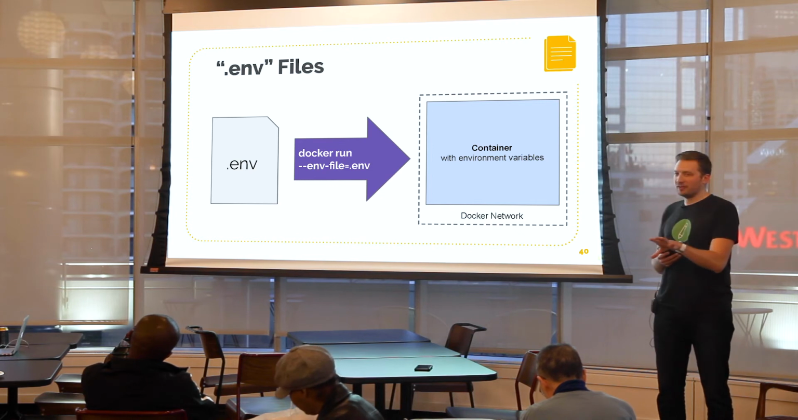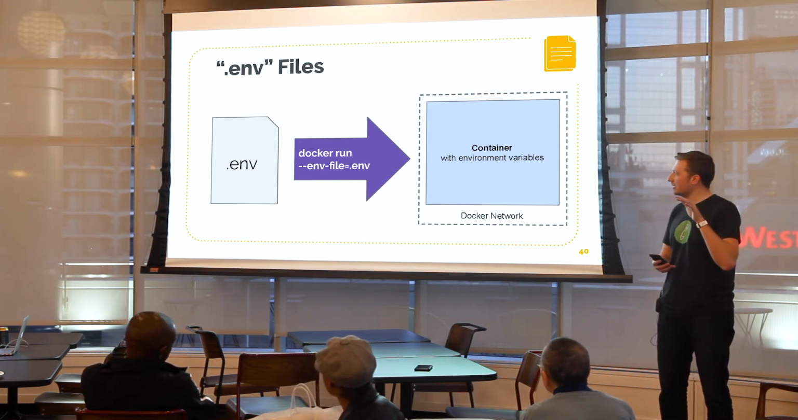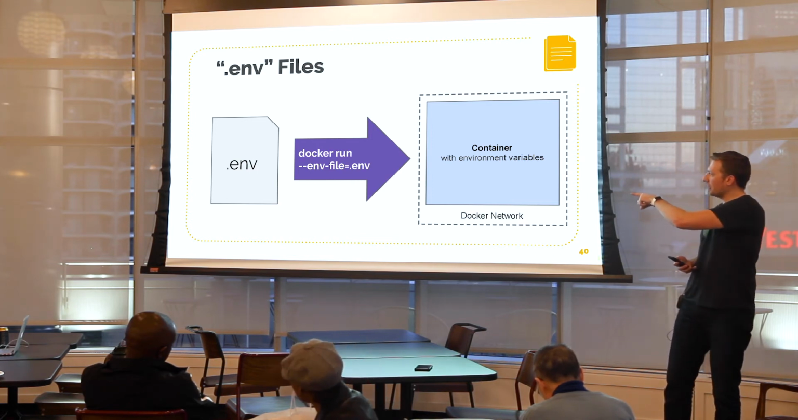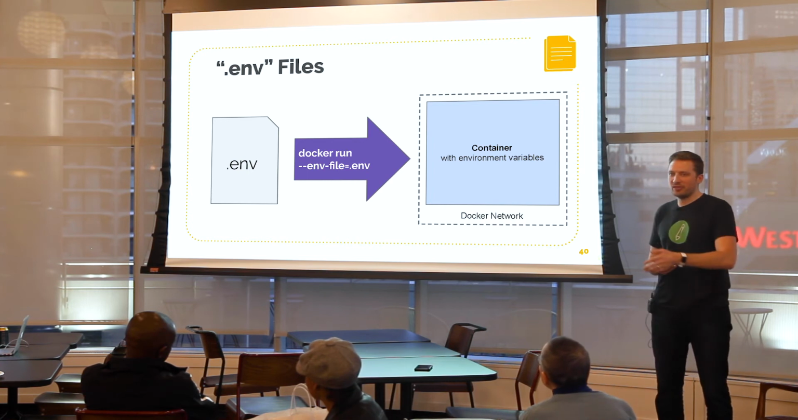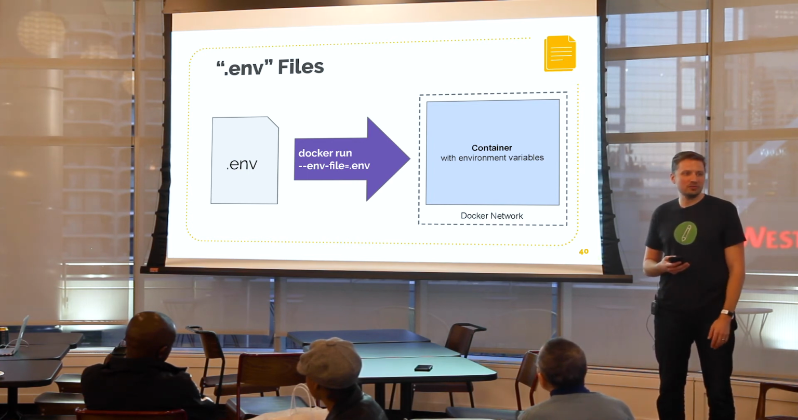But a .env file is essentially one big file that's got all your environmental variables in it. So it makes it really easy to add all those environmental variables to your Docker container by just saying --env-file equals, and then the path to the environmental file you want to use.